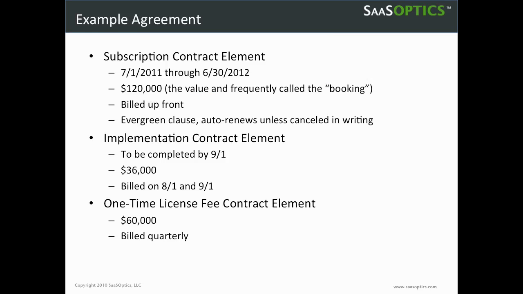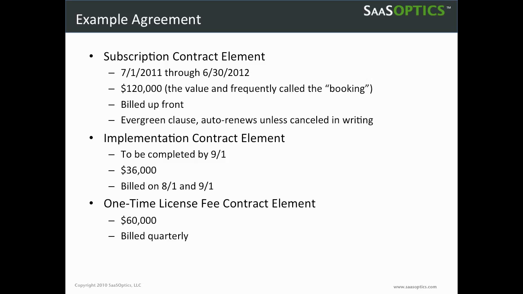So we're going to take you through an example now, an example agreement, very typical in the SaaS world. And I picked a decent-sized transaction, but instead of a couple $100,000, this could be $20,000 transaction. So the first element is the subscription contract element. We're going to have it run from July 1 through June 30, a year later. So it's a one-year agreement. It's a $120,000 subscription. And we'll come back and talk about this, but this is typically what people would call the booking or the booking value.